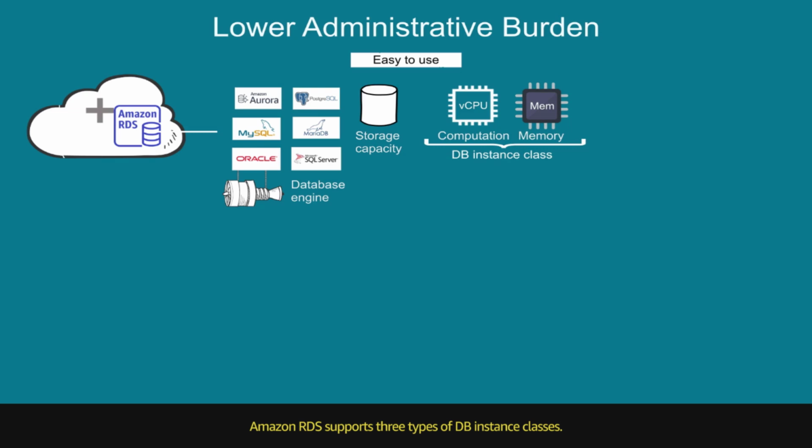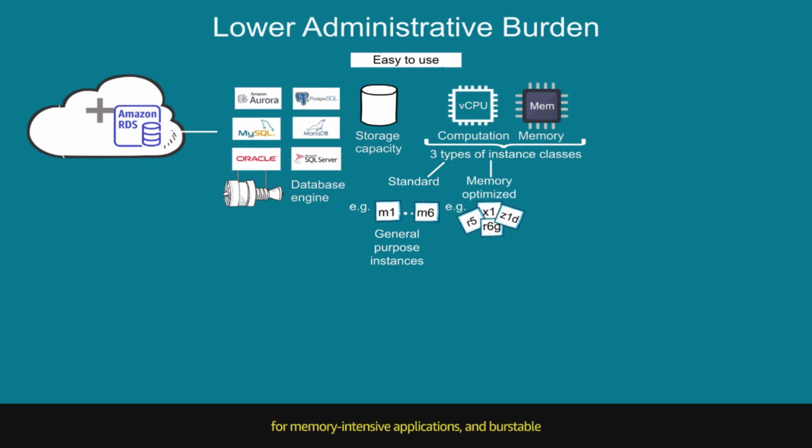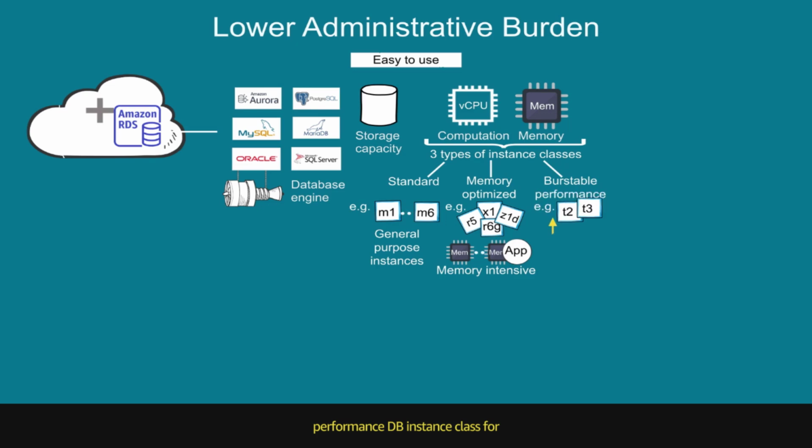Amazon RDS supports 3 types of DB instance classes. Standard, for general purpose instances. Memory optimized, for memory-intensive applications. And burstable performance DB instance class for burstable instances, with the ability to burst to full CPU usage.